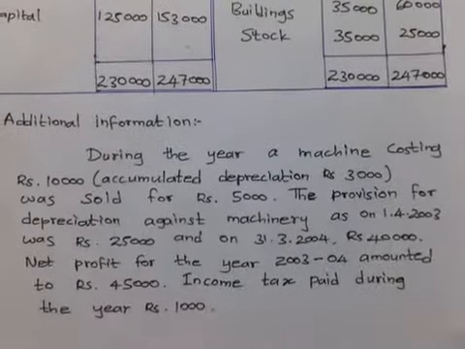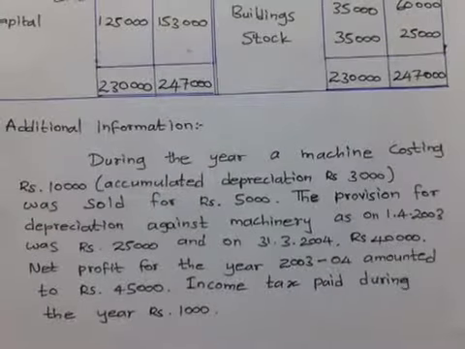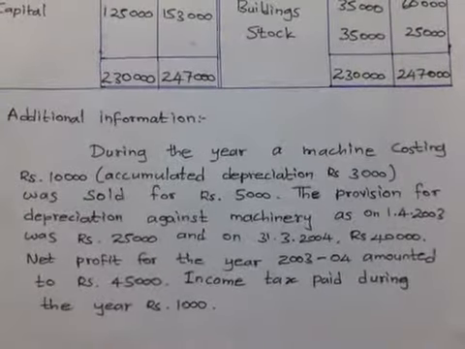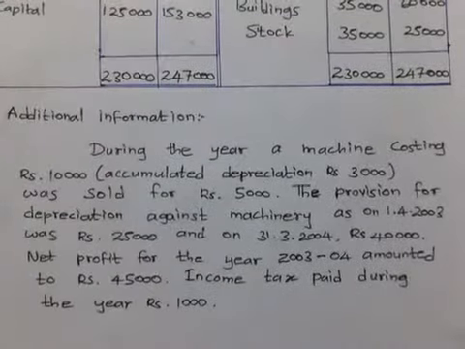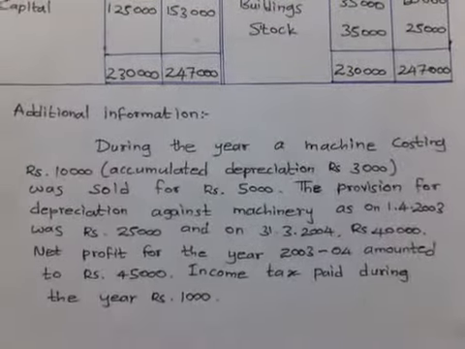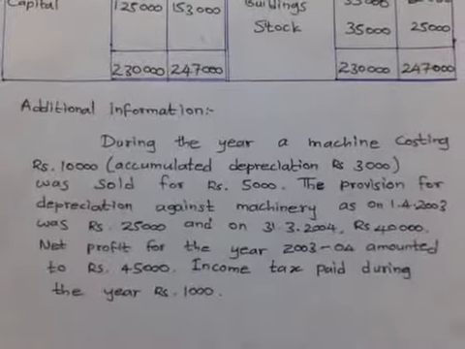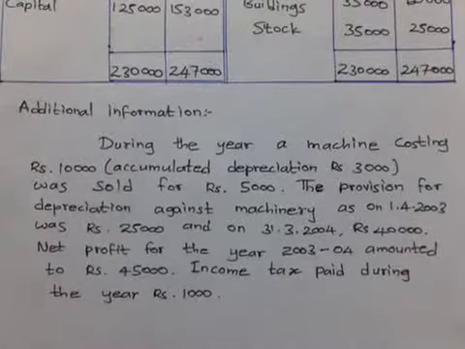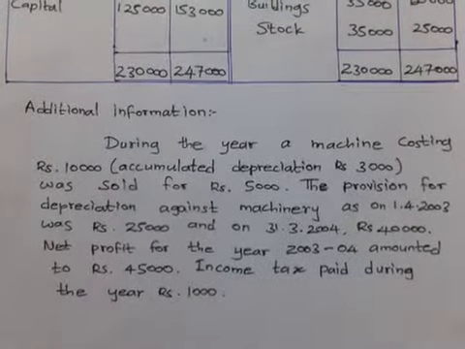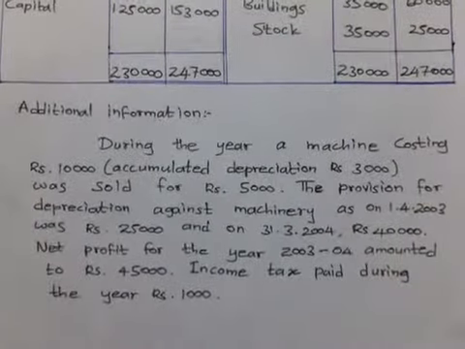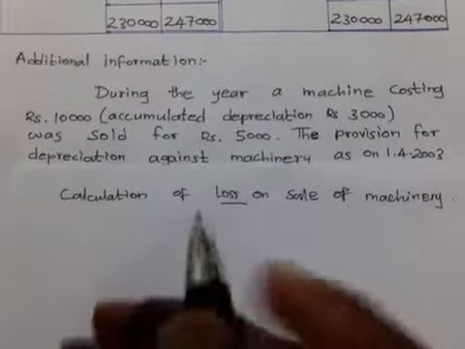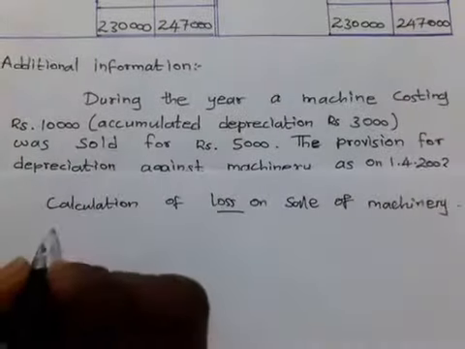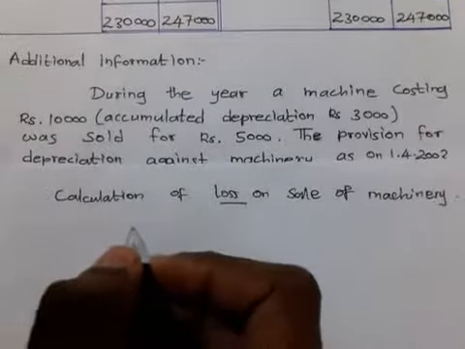One is that during the year a machinery costing 10,000, accumulated depreciation 3,000 for that machinery, was sold for rupees 5,000. In case they have sold the machinery, we have to calculate whether they got profit or loss on this sale. We have to calculate that one first. The cost of the sold machinery is 10,000, so we'll record the cost of sold machinery first.